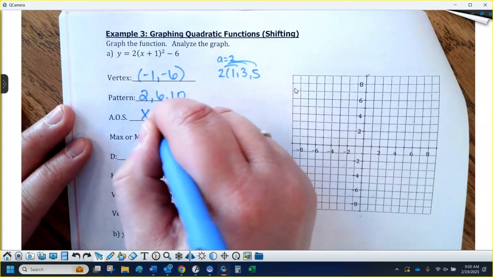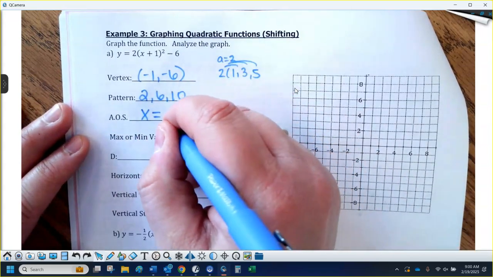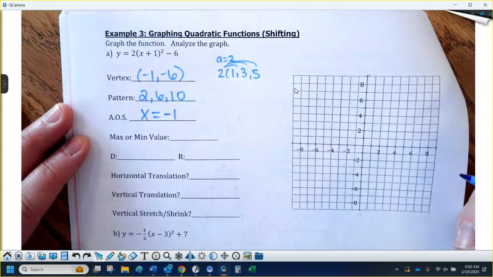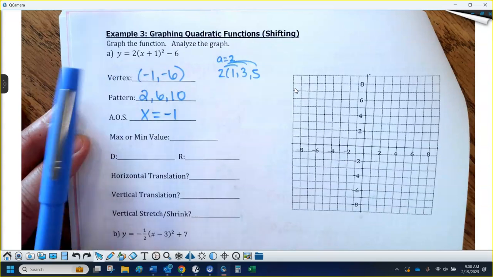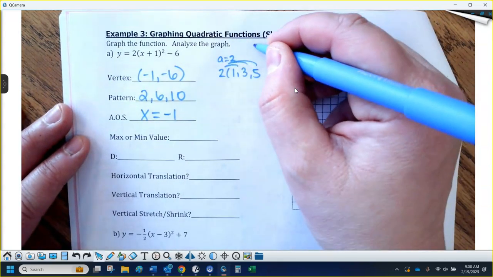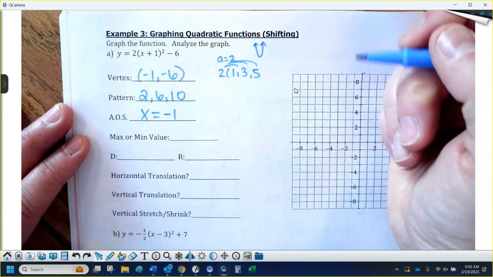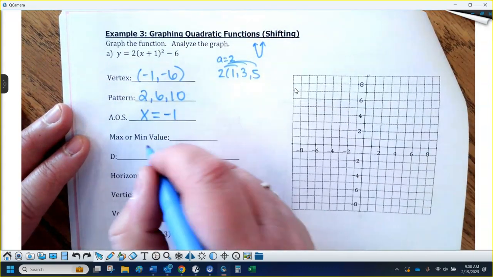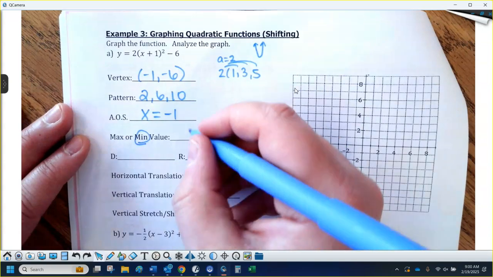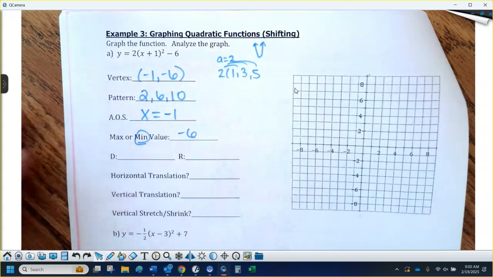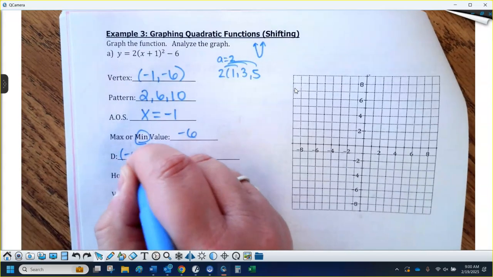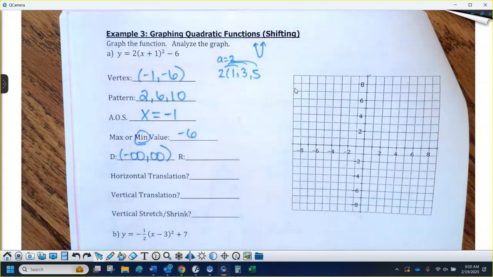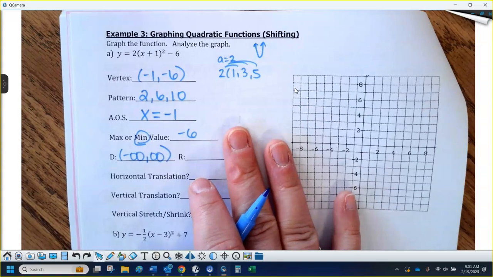Axis of symmetry. X equals whatever the x-coordinate of the vertex is, which is -1. So I'll draw that on this graph. You should be able to tell from the equation whether it turns right side up or upside down. Since my a value is +2, I know that it's going to go right side up. So that graph would have a minimum value. And it should just be whatever the y-coordinate of the vertex is, which is going to be -6 here. And then for my domain, no matter what, -infinity to infinity. I'm going to save the range for a second.